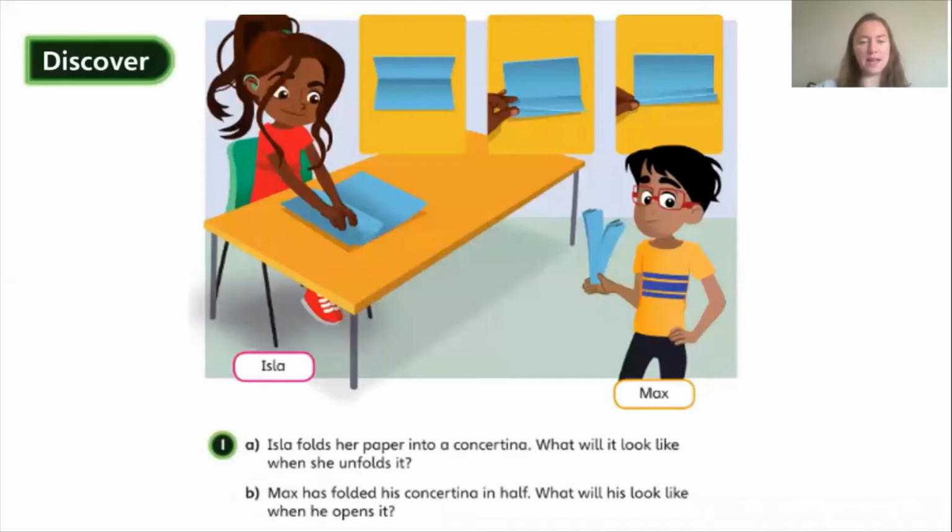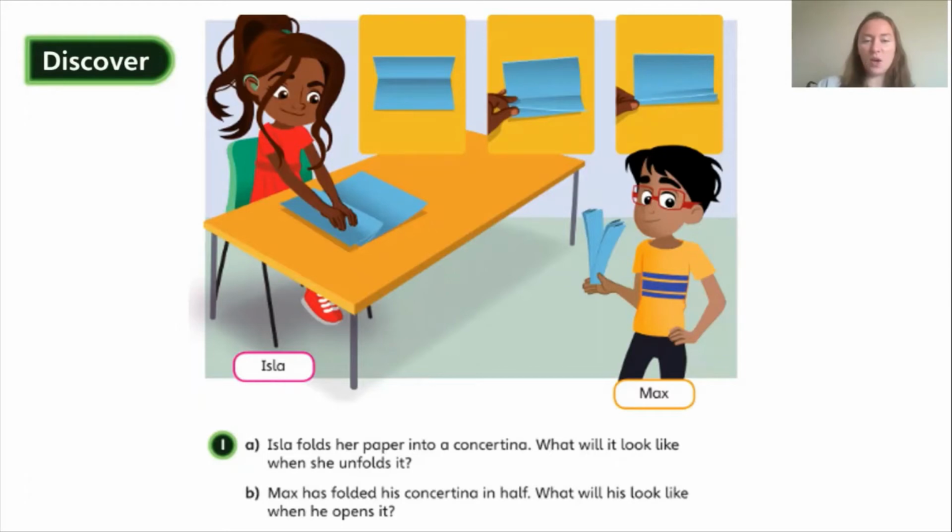So this problem says, Isla folds her paper into a concertina. What will it look like when she unfolds it? Max had folded his concertina in half. What will it look like when he opens it? A concertina is where you take a piece of paper and fold the edge one way and then fold it the other way. You can make fans doing this. I bet you've done that before, maybe when you were younger.